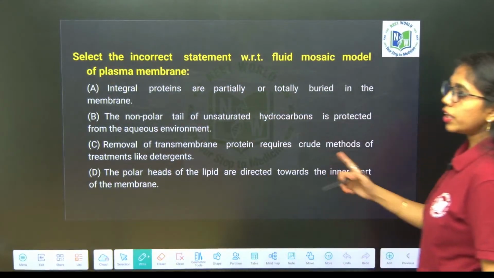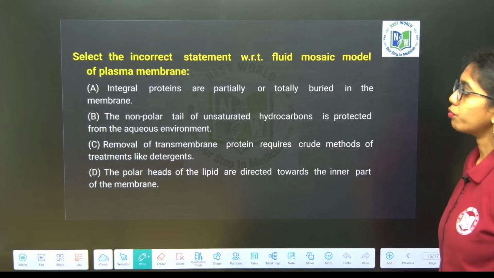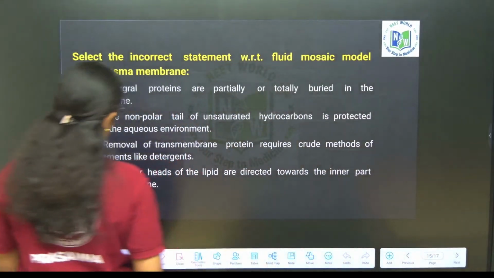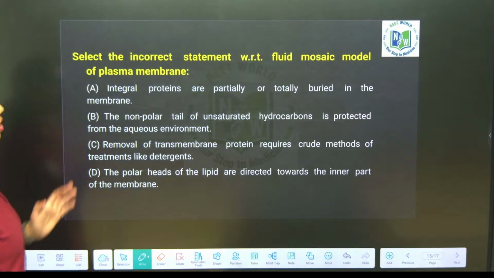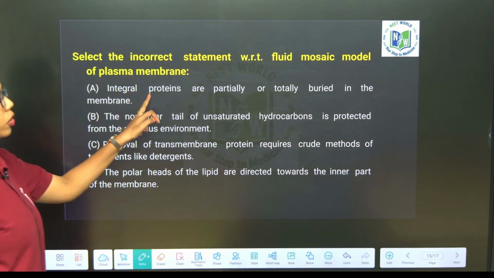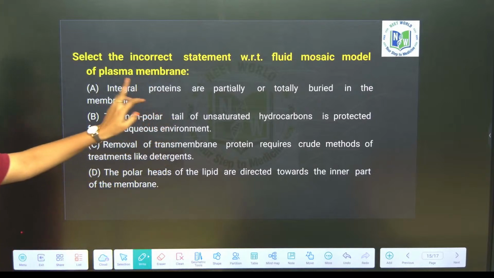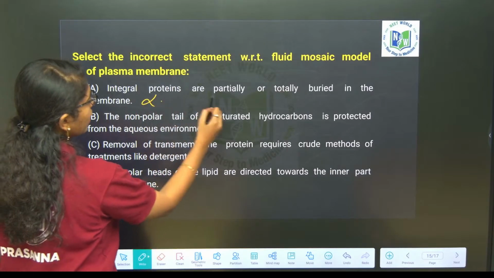Look into this question. Select the incorrect statement with respect to fluid mosaic model for plasma membrane. So the question is about fluid mosaic model. Answer it carefully. Look into all the statements properly. Integral proteins are partially or totally buried in the membrane. No, integral proteins will be totally buried in the membrane. So this we cannot consider it.